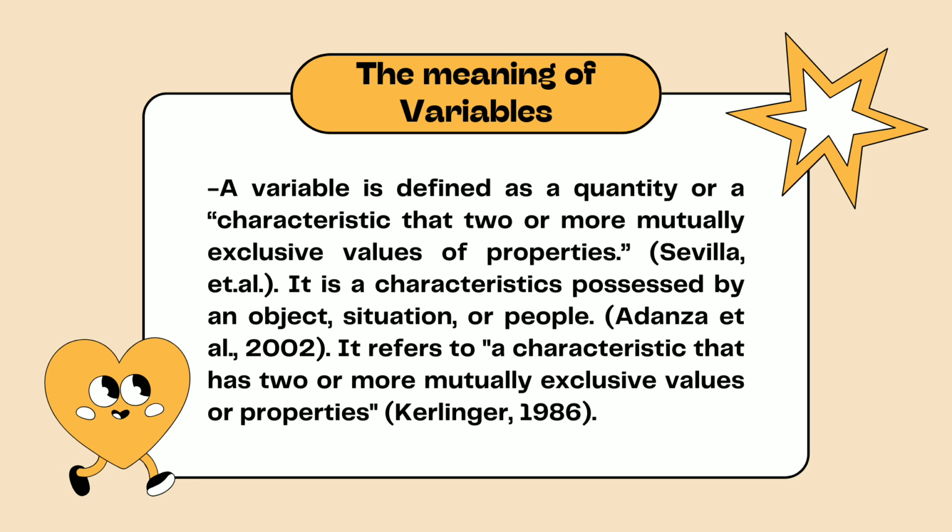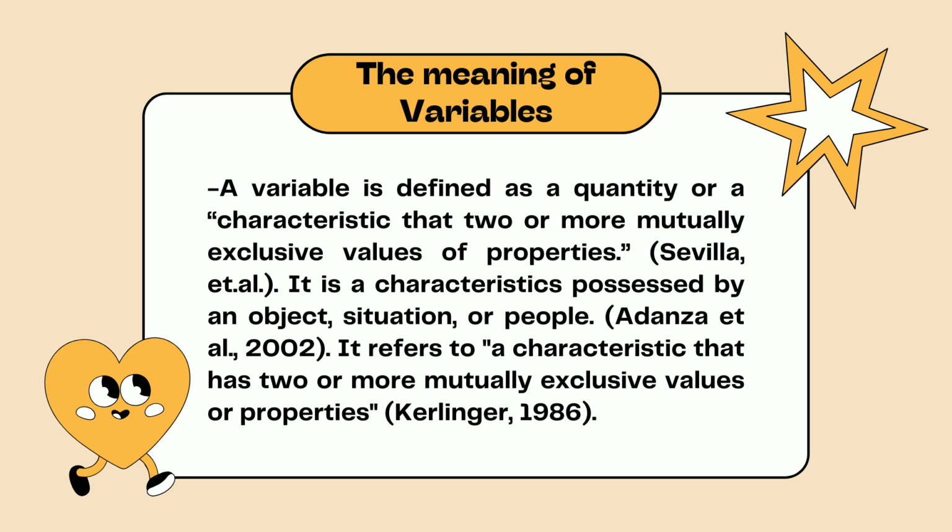A variable is defined as a quantity or number, the amount. Then its characteristic has two or more mutually exclusive values or properties. For example, the ages of different persons. So we people have different values in our size or measurements.